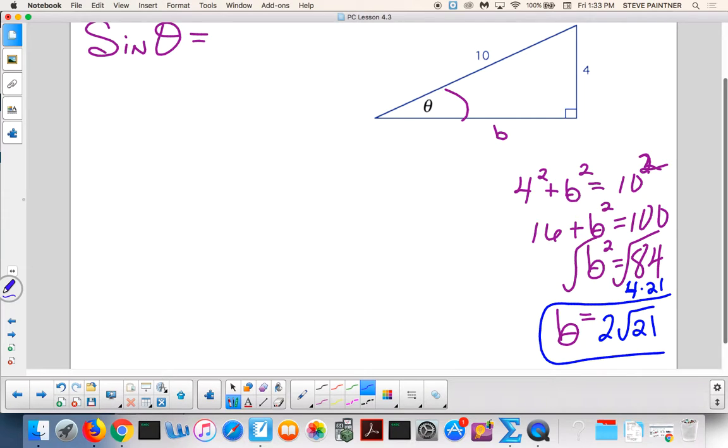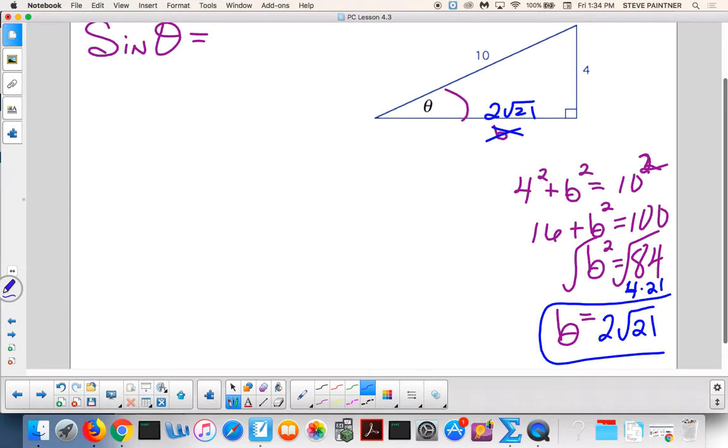Yes or no? Yeah? I ended up with b squared equals 84. I took the square root. I simplified this to 4 times 21. The square root of 4 is 2. Square root of 21, I don't know. I left it. That's it. So this side is what?